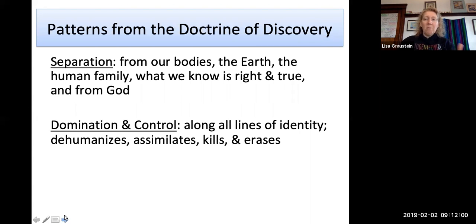The second big pattern that comes out of the doctrine of discovery is this notion of domination and control. And so as the doctrine of discovery unfolds, and as European colonization of what's now the United States and the formation of the United States play out, there's all these ways that different identities have to get created as a way of maintaining power and control. So it starts with religion, Christian and non-Christian, and then it moves on to use gender, to use sex, to use class, to create race.